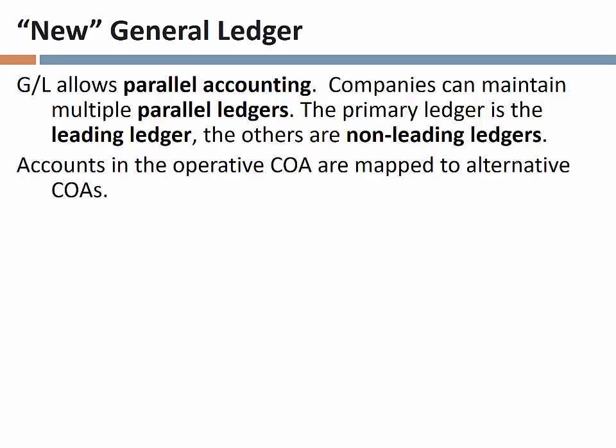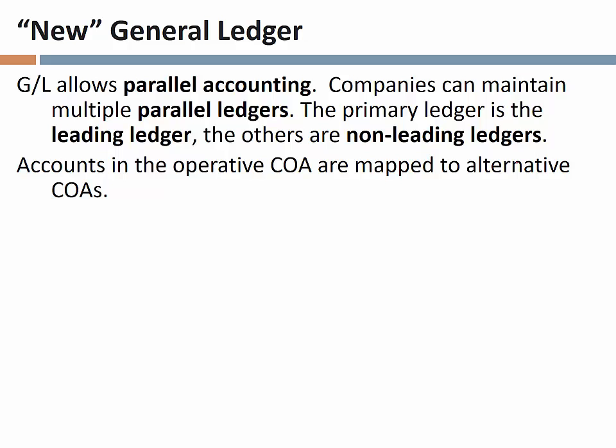And for me, account number 100,000 is my bank account, and we'll say account number 300,000 is my accounts receivable reconciliation account, and I have a big old chart of accounts here. And that's my mapping to my general ledger, and I consider this to be my leading ledger and my operative chart of accounts.